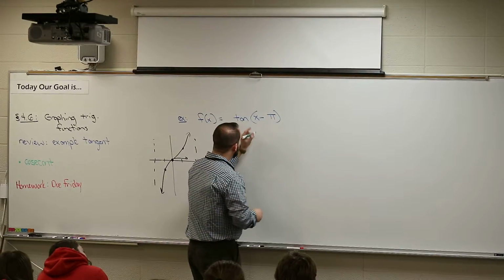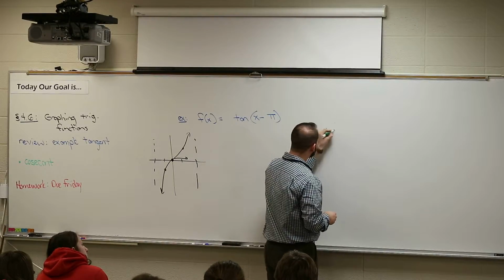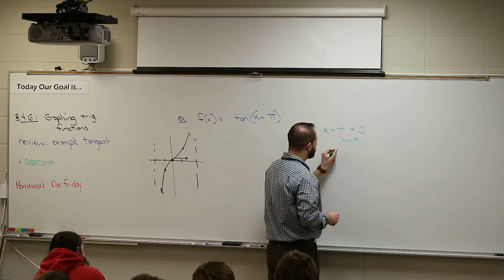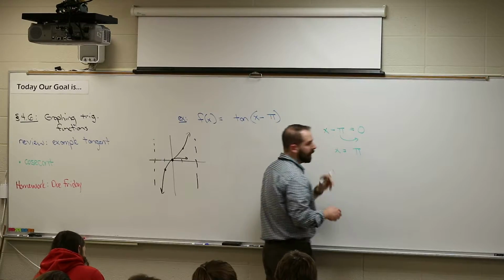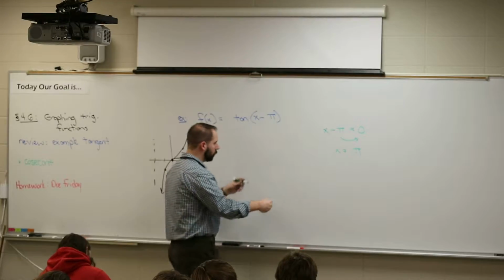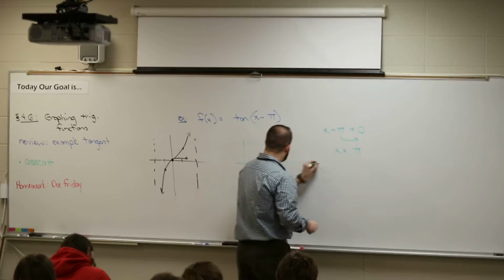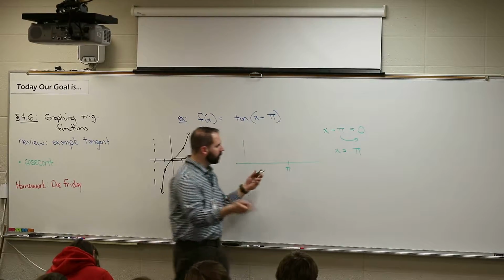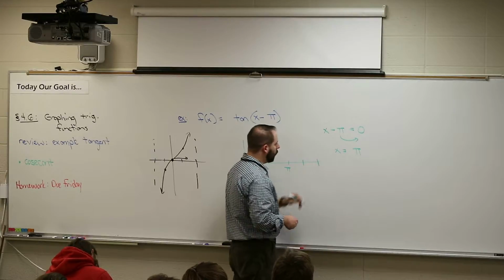Okay, so let's actually talk about how we move it. We set that equal to 0, and then you would add the pi across, so your answer would be x is pi. That would be the new middle of your graph. So we're going to be over here at pi. So I know for a fact that we're going to have a couple markers going that way.